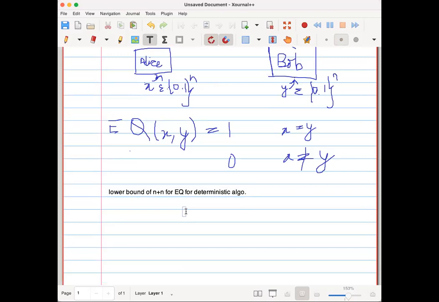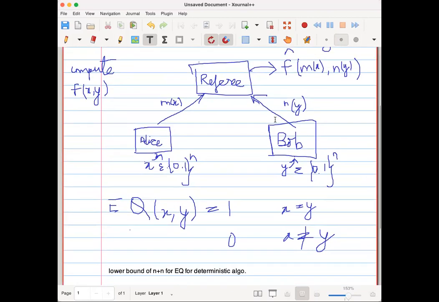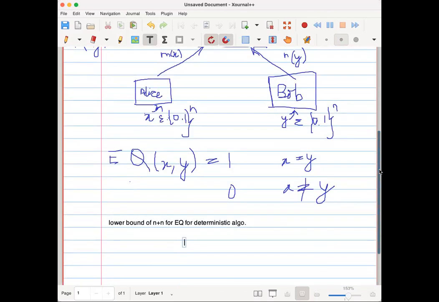Yeah. So this is the simultaneous message passing model. You know the model, so you can make sense of it. So Alice, Bob, and there's a referee. They send messages, and the referee has to output his guess of this function. So they have to compute this underlying function. This is equality. So first, we are trying to prove a lower bound of n plus n for deterministic algorithms.